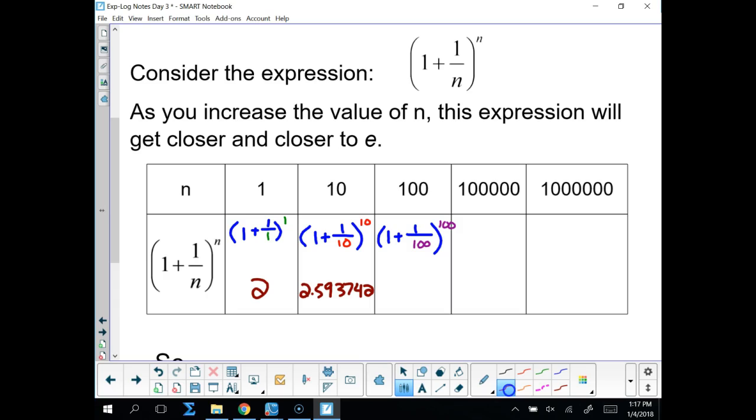is, what did you get? 2.7048138. I'm running out of space, so I'm going to stop there.